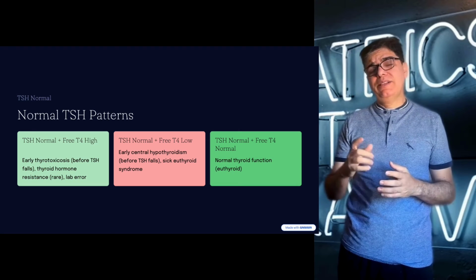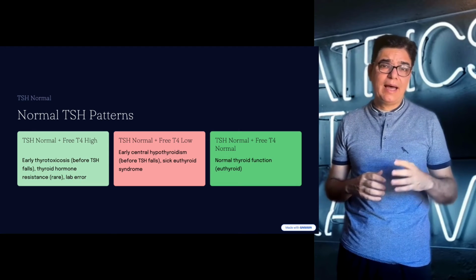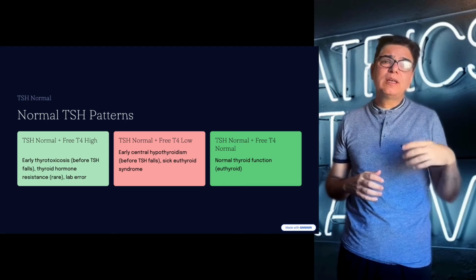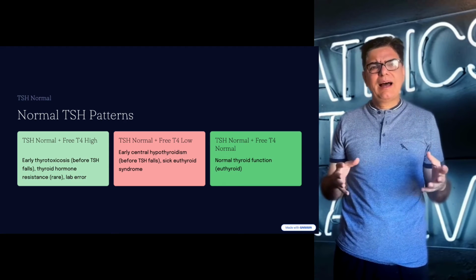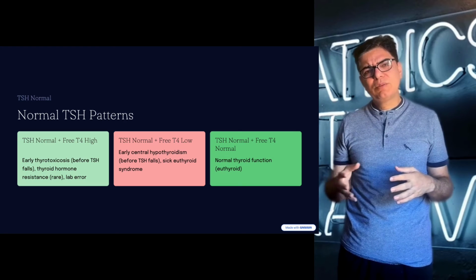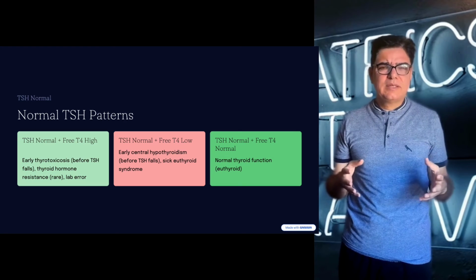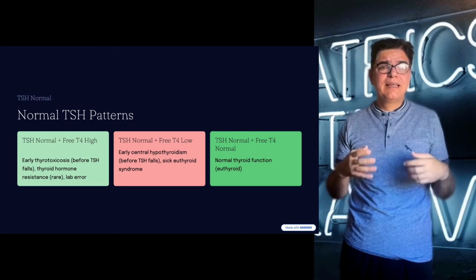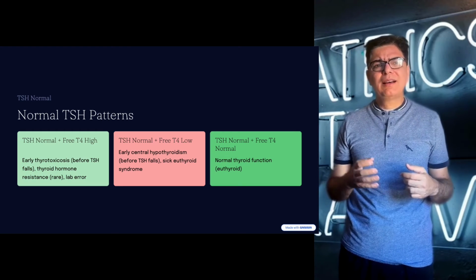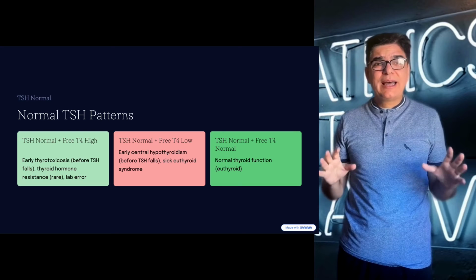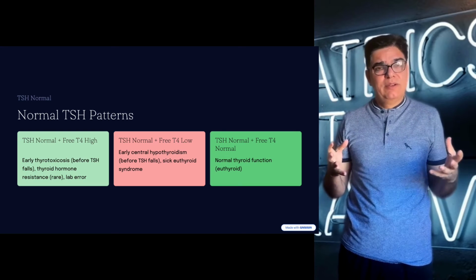The second scenario is that the TSH is normal and the free T4 is low. So this might indicate early central hypothyroidism before TSH drops significantly. Or sometimes it can also occur in what we call sick euthyroid syndrome in critically ill patients. In these patients, they've got illness and the thyroid actually is suppressed because of that illness.